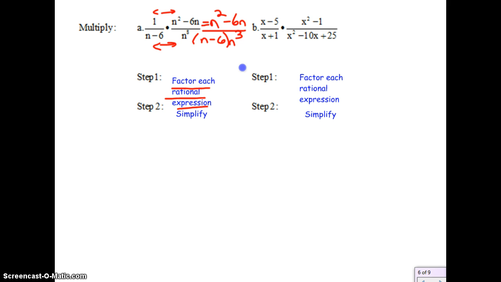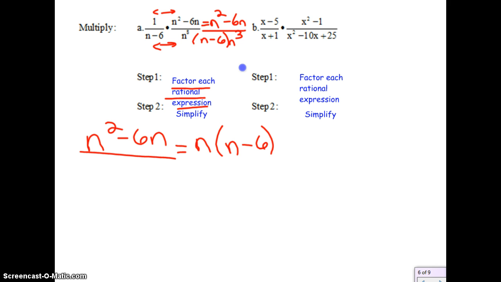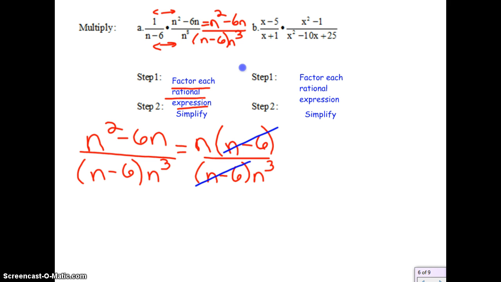So I'm going to come down here, and I am going to factor. If I have n squared minus 6n in the numerator, I'm going to go ahead and pull out n as my greatest common factor, and then n minus 6. In the denominator, I have n minus 6 and n cubed. That is actually already factored, so I can just copy that. I notice that I have a common factor, n minus 6, so I can cancel those out.